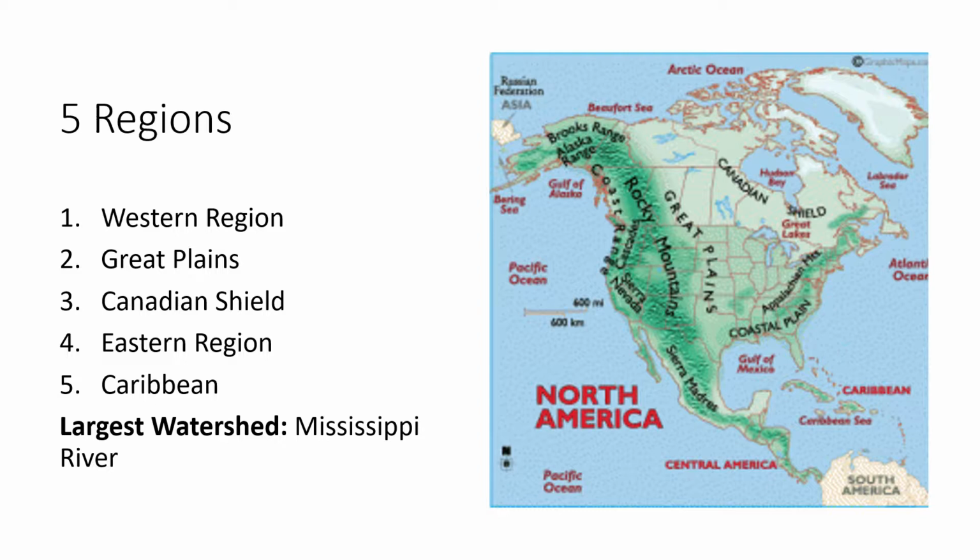To get into the nitty gritty, this is what we're going to be overviewing today. We're going to look at 5 regions of North America and identify where they are on this great continent. And then we're also going to discuss the largest watershed on our continent, which is the Mississippi River, which of course is the main river that the Ohio River and even the Missouri River are tributaries of.